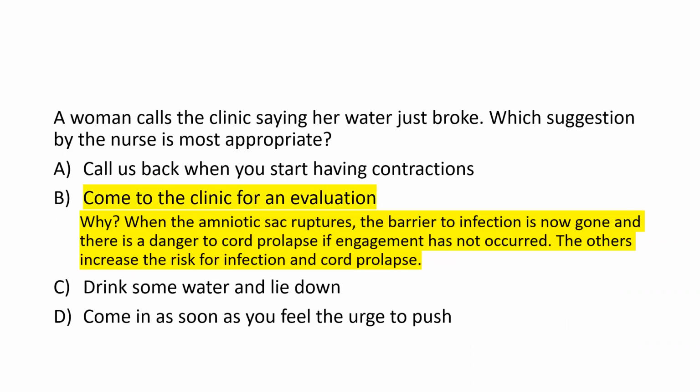When in doubt, have them come in. Why? When the amniotic sac ruptures, the barrier to infection is now gone, and there's now danger for a cord prolapse if engagement has not occurred. The others increase the risk for infection and cord prolapse.